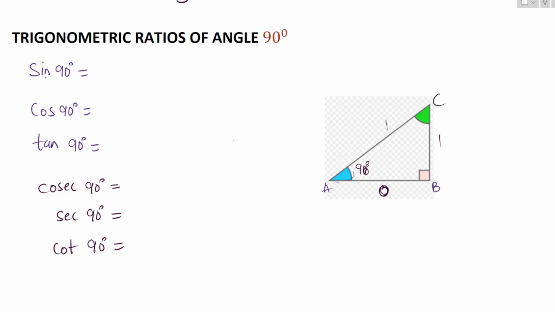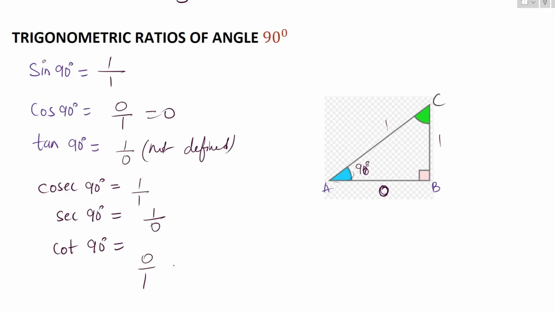That's it. Now sin 90 degree will be equal to 1 by 1 here. Cos 90 degree equal to 0 by 1 equal to 0. Tan 90 degree is equal to 1 by 0, not defined. Cosecant 90 degree equal to 1 by 1. Secant 90 degree equal to 1 by 0. Cot 90 degree is equal to 0 by 1.